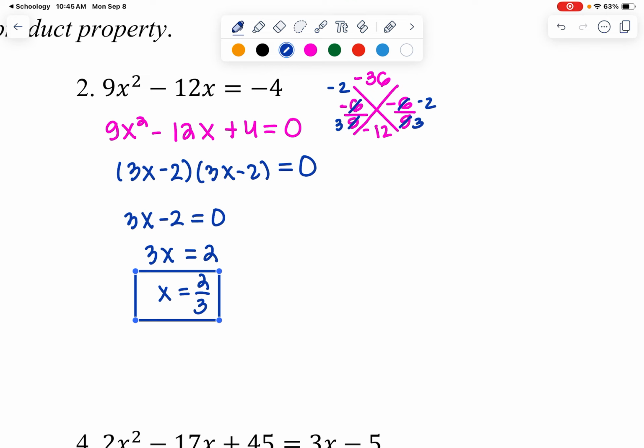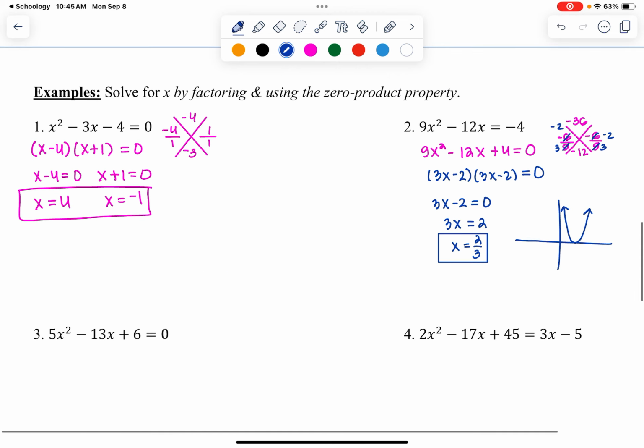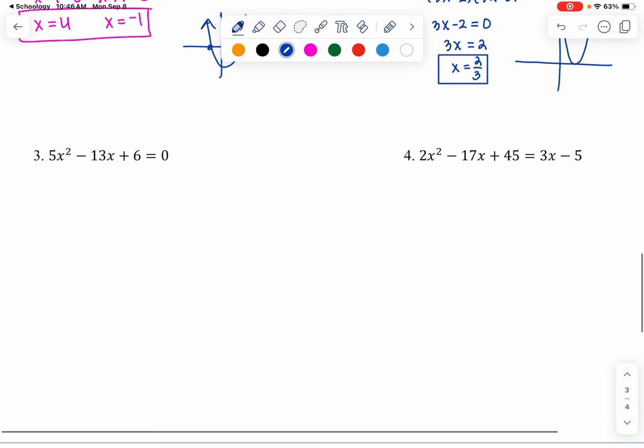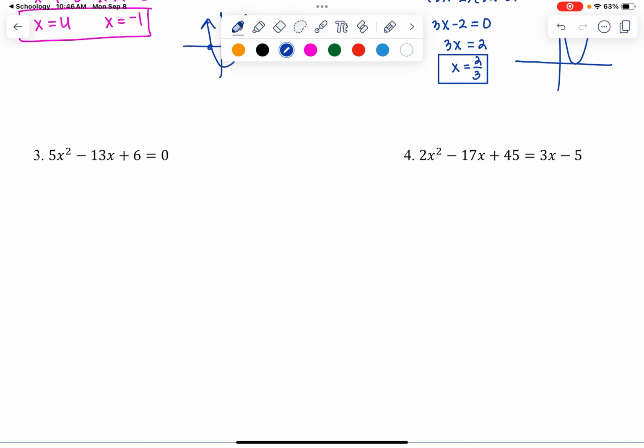Let's think about what that means. Okay, solutions are where it hits the x-axis. If it's only hitting the x-axis once, that means that it's also its vertex, right? This one's hitting the x-axis twice, right? So that's why it looks like that. Or sorry, that's why we have two solutions. All right, moving on to the next one here.